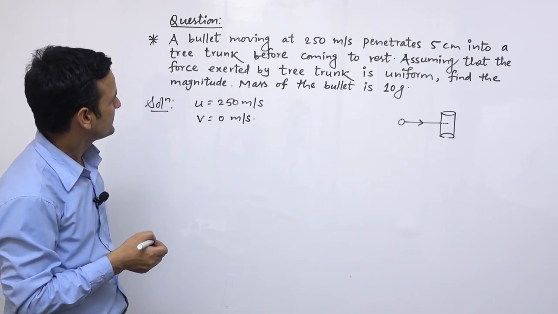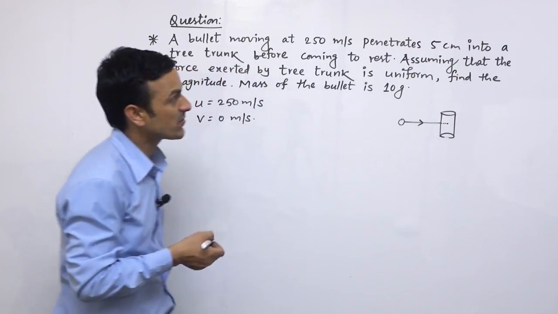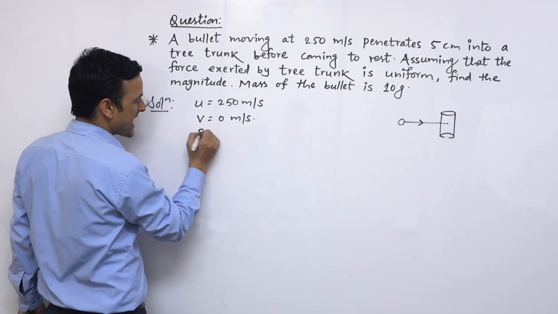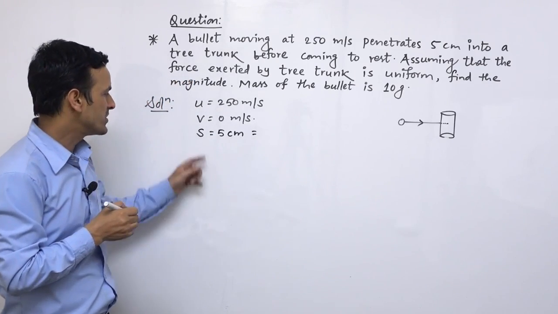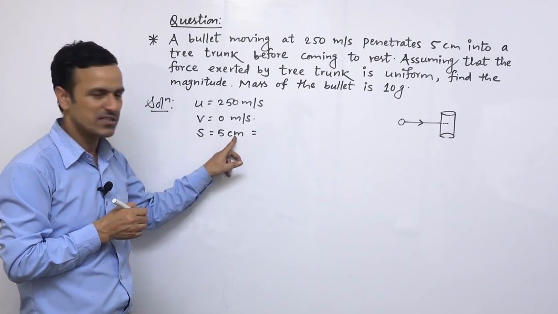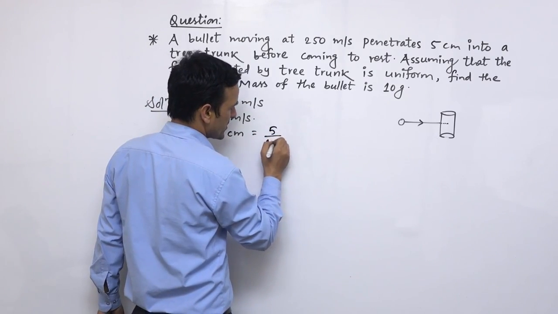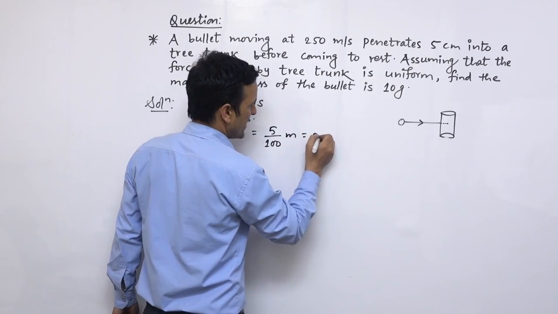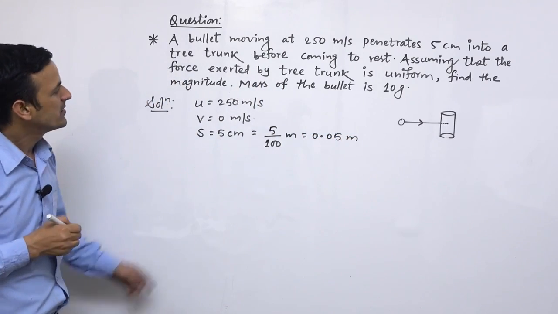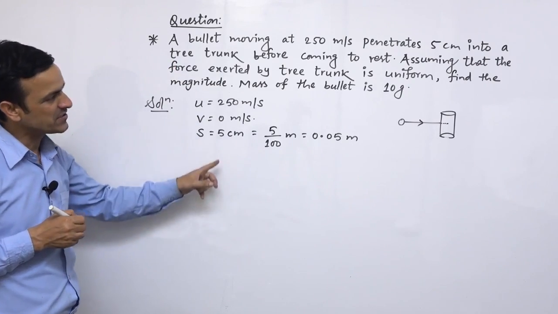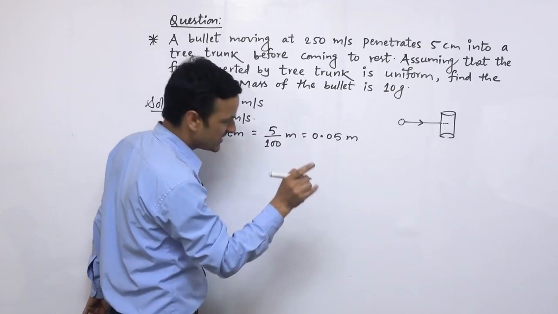Assuming that it penetrates 5 centimeter, this is the distance covered by that bullet. So S is equal to 5 centimeter, but the SI unit of distance is always meter. So we should convert this centimeter into meter. Divide it by 100 and it will be 0.05 meter. So this is the distance covered by the bullet in the trunk.